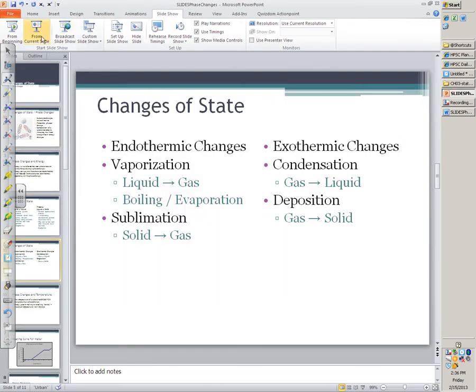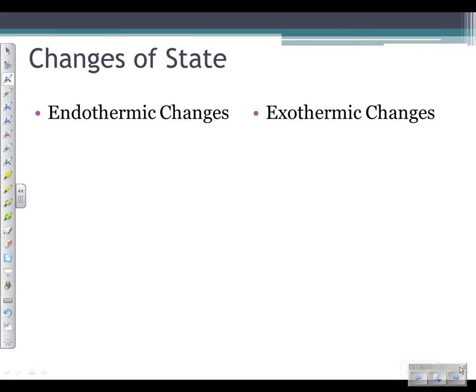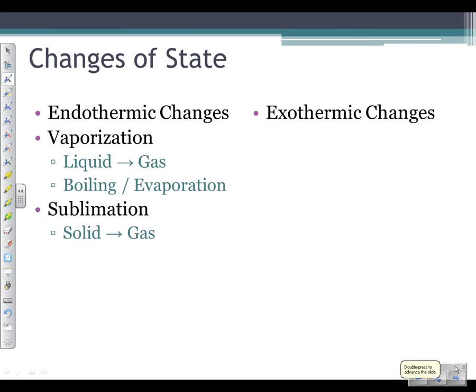So when something undergoes other endothermic changes, vaporization, when something turns from a liquid to a gas, that could be boiling when it happens at the boiling point, or it could be evaporation if it happens a little more slowly. Sublimation is when something goes straight from a solid to a gas. Those are both endothermic changes because it involves putting energy into something.